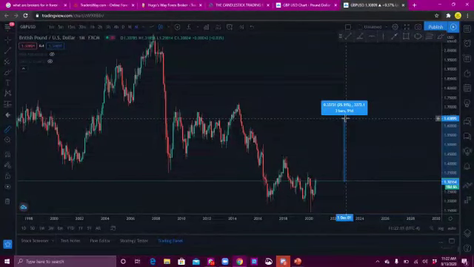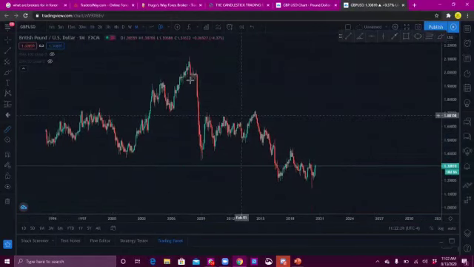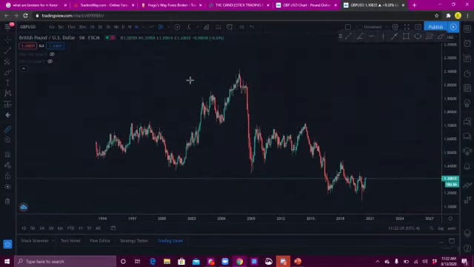Now, let's go into marking up. I'm going to go into how to mark up a chart and I want you guys to write these down. So the first one will be support and resistance. Support is the floor and resistance is the roof. This is called marking up zones.